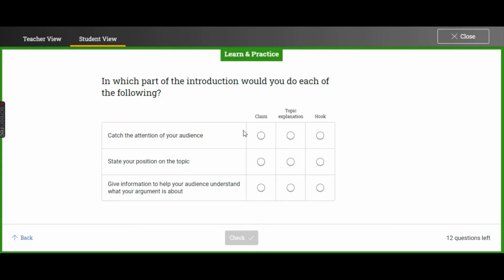Okay. Hopefully you know that catching the attention of the audience, like we've talked about, is the hook. There are several ways to do that. Again, just review past notes to be able to understand that. Stating your position, that is the claim. And giving information to help your audience understand what your argument is about, that's explaining the topic.